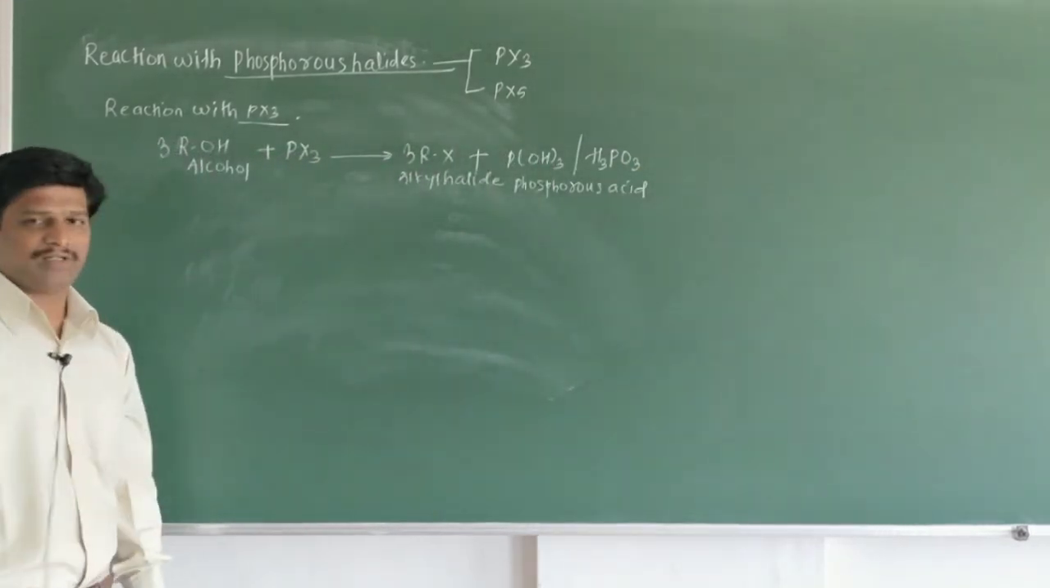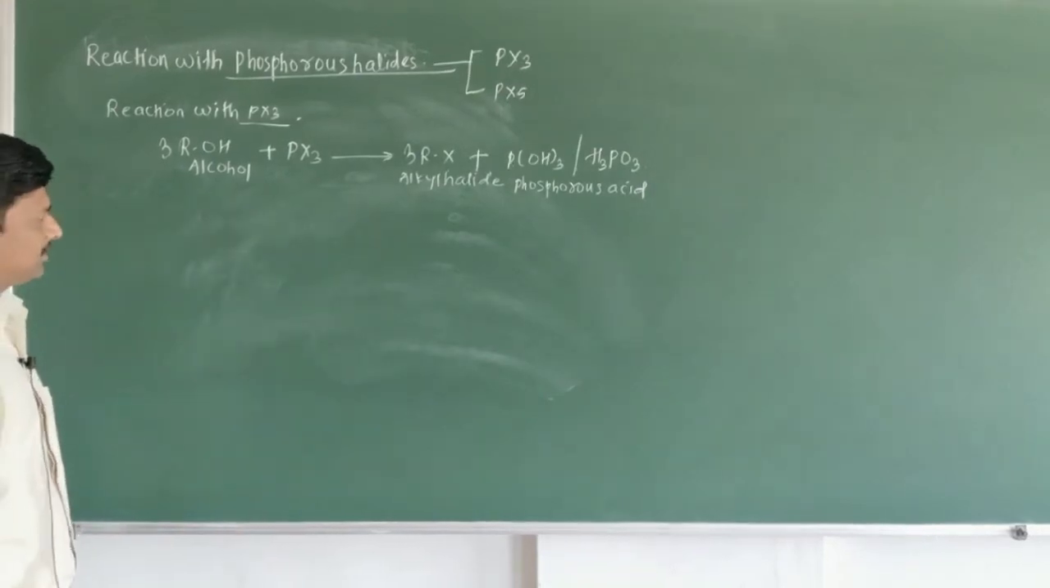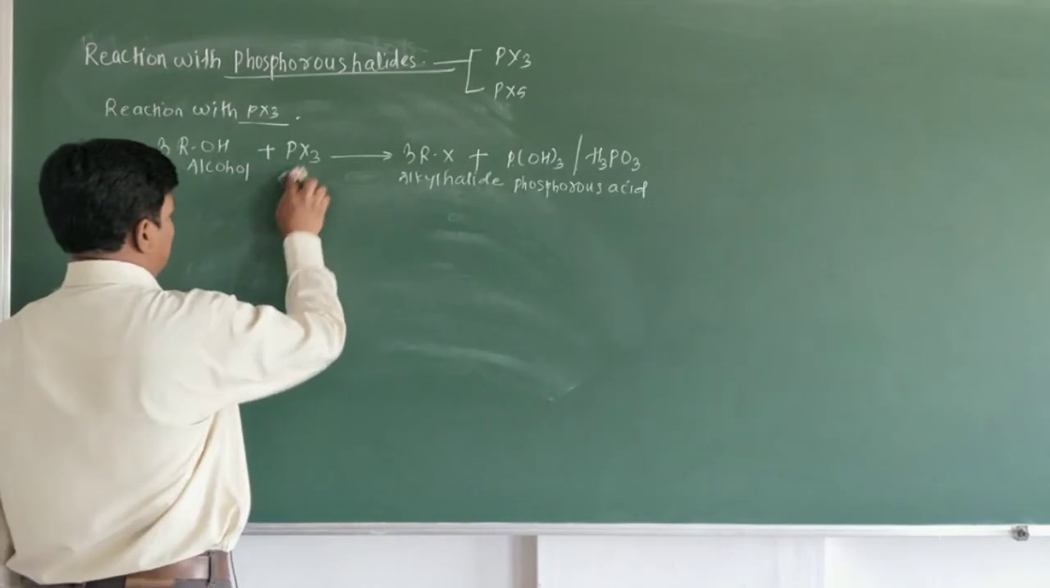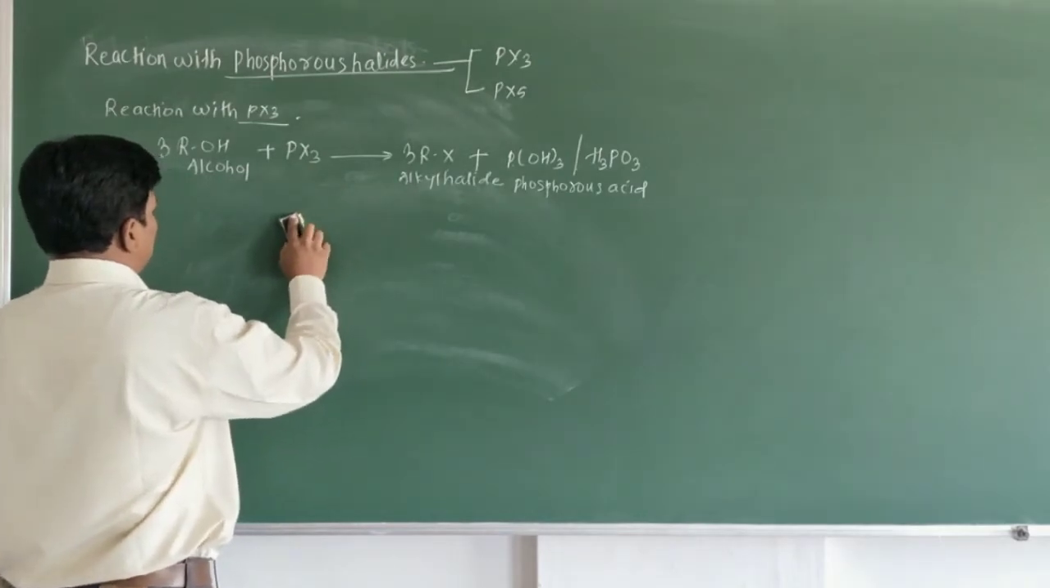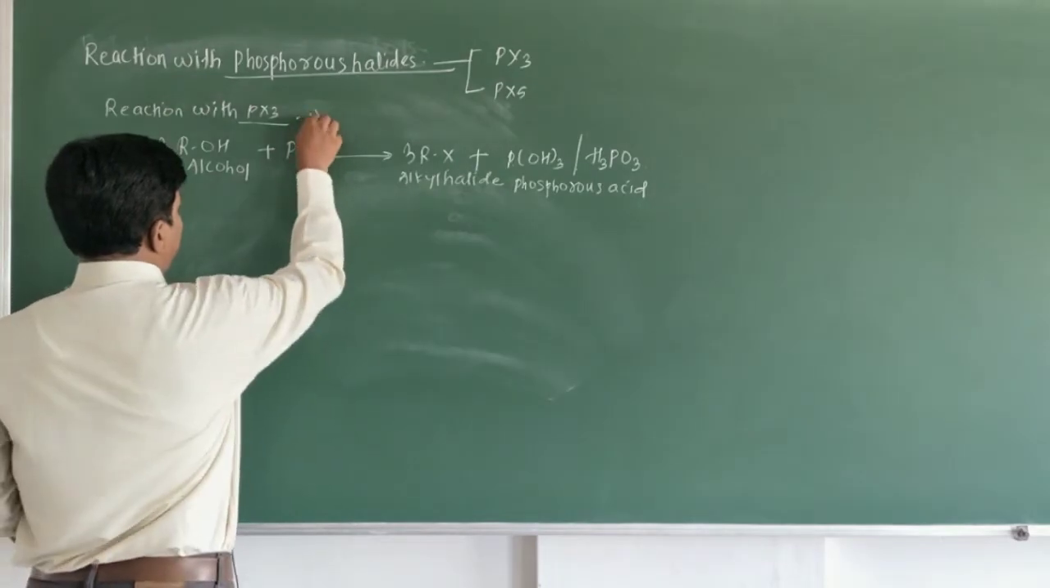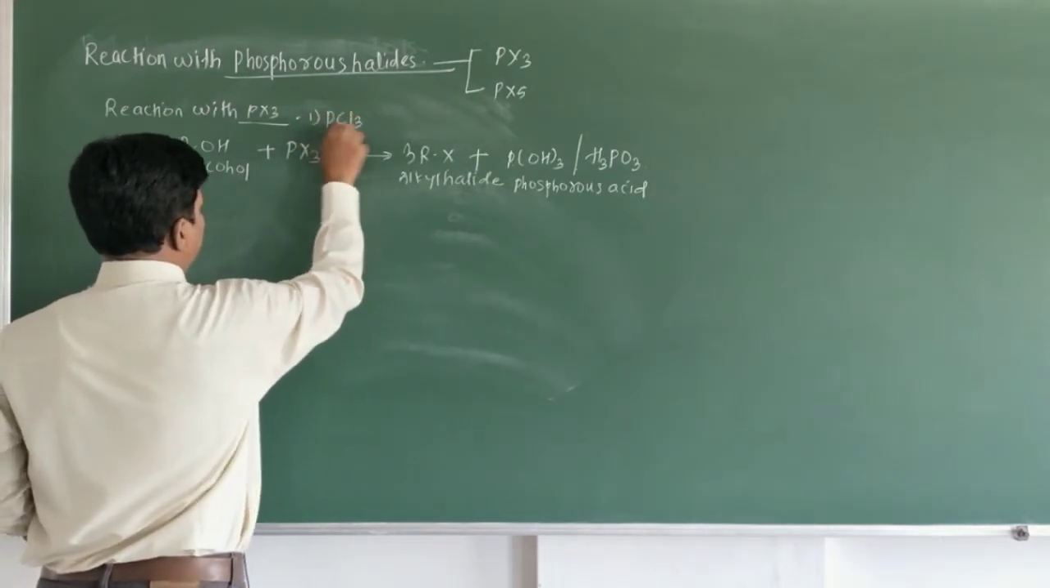So this is the general reaction of all these reactions. Now in this reaction you just have to make a change. Now when we take PCl3, PCl3 is phosphorus trichloride.